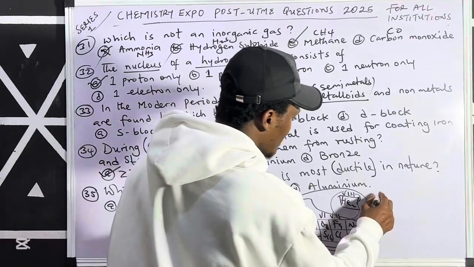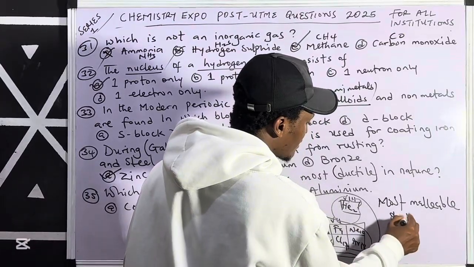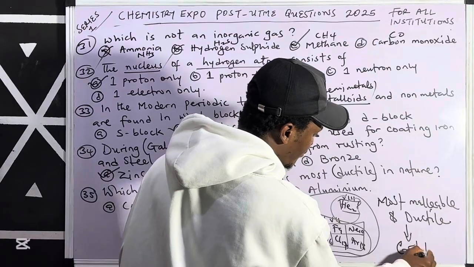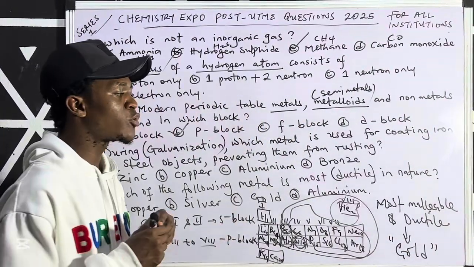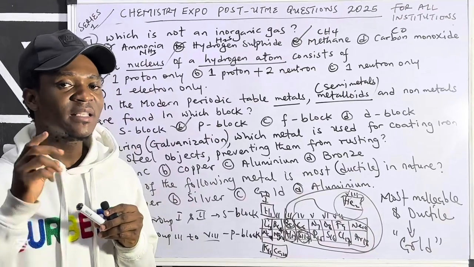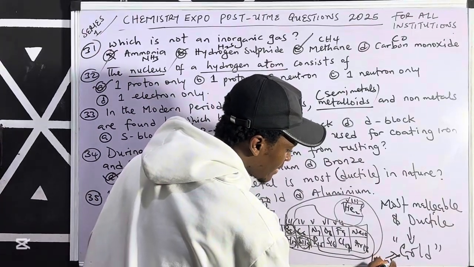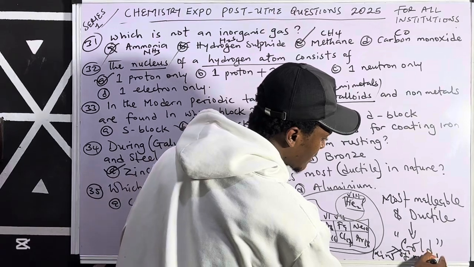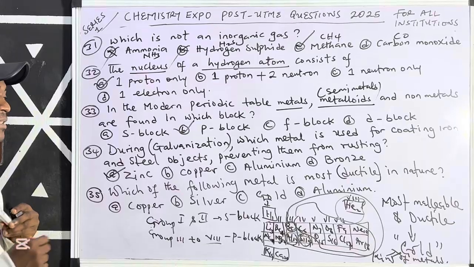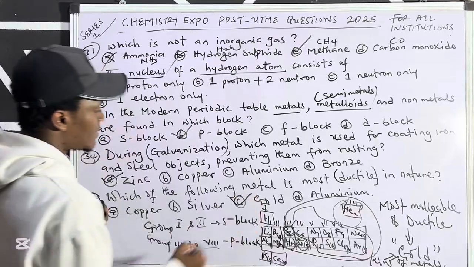And as a matter of fact, the most malleable and most ductile metal is gold. Take note of that. Gold is the most malleable and ductile metal, and it even happens to be the king of metals. So if you are asked which element is referred to as the king of metals, I didn't say king of elements, I said king of metals, it is still gold. So let's see the next question, because the correct answer to this question now is option C.